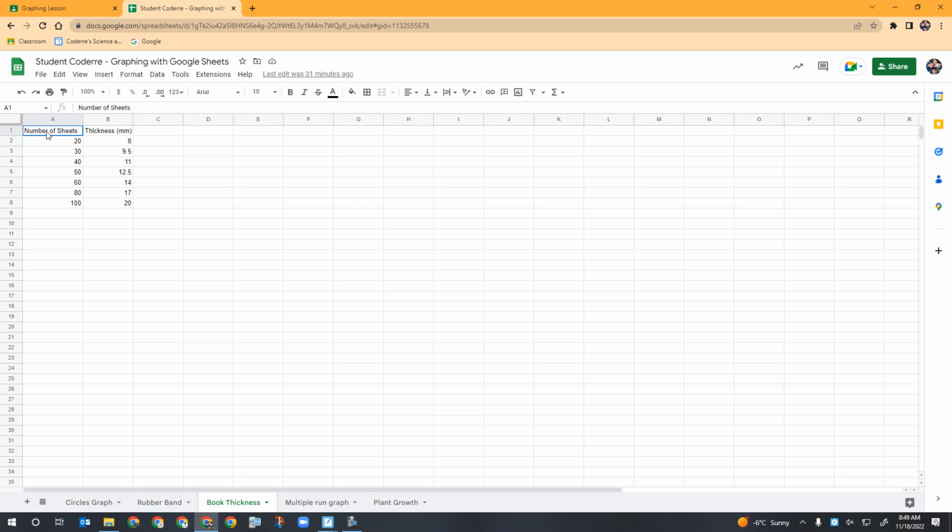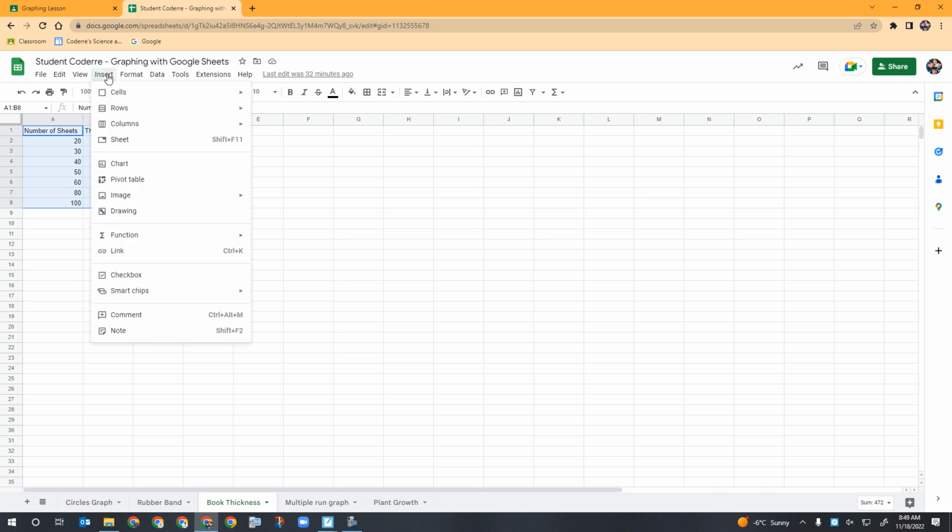Okay, so I'm going to put my pointer in the first cell, cell A1, where it says number of sheets. I'm going to click and drag, click and hold until you've highlighted all of the data. Let me know if I'm going too fast. Then I'm going to go up to Insert, and I'm going to pick from the drop-down menu Chart. Okay, so right here. Click on that.